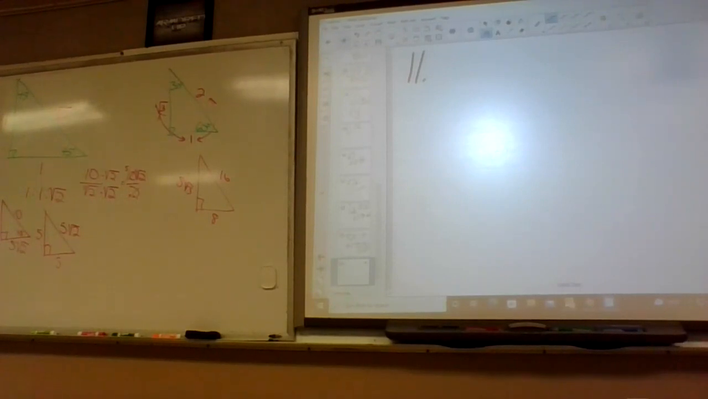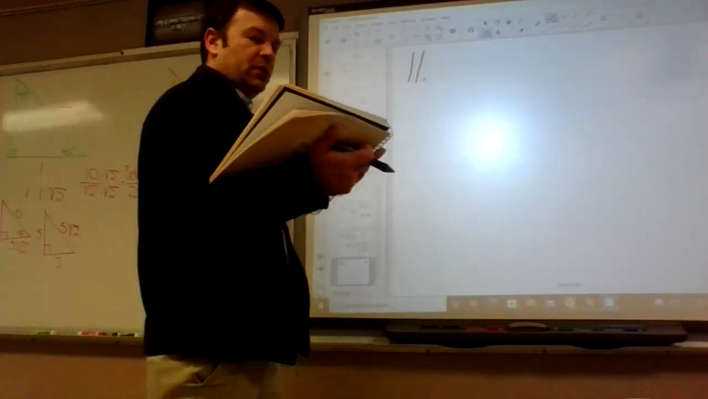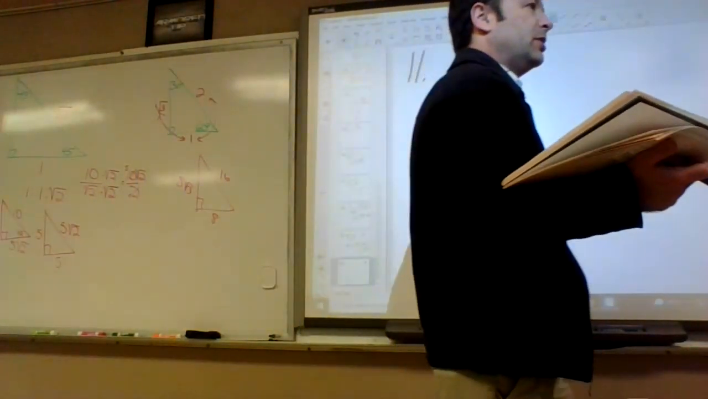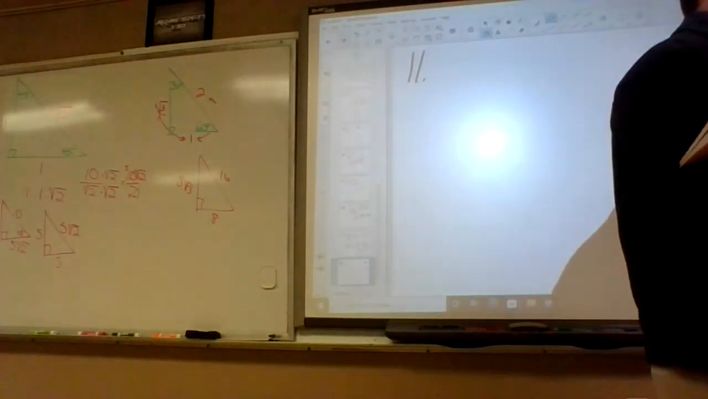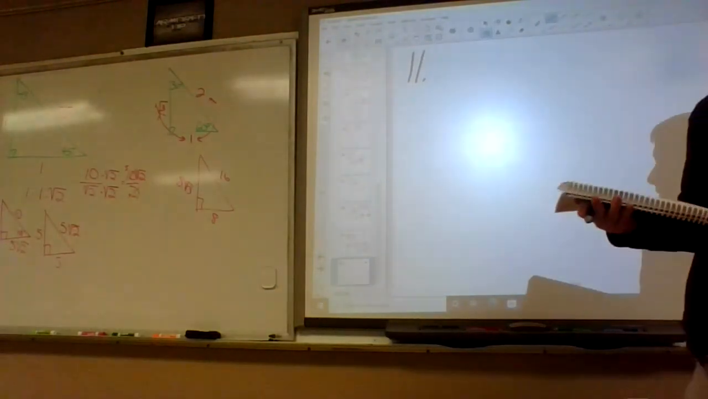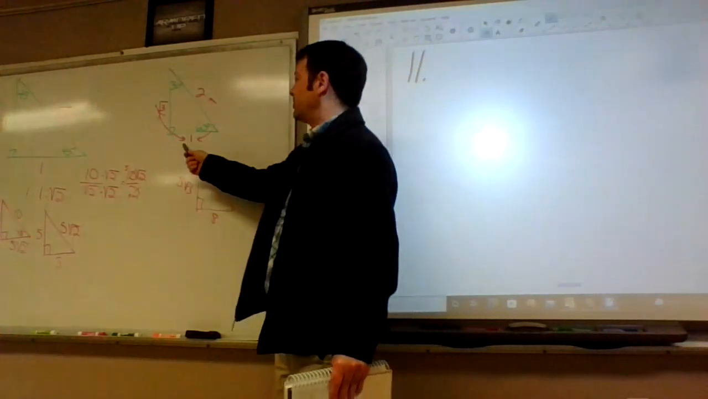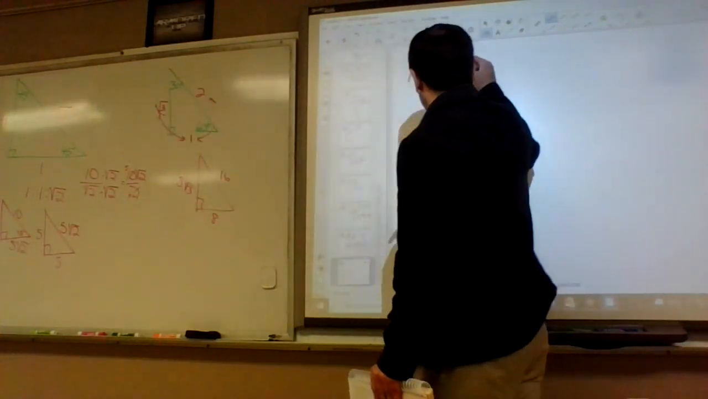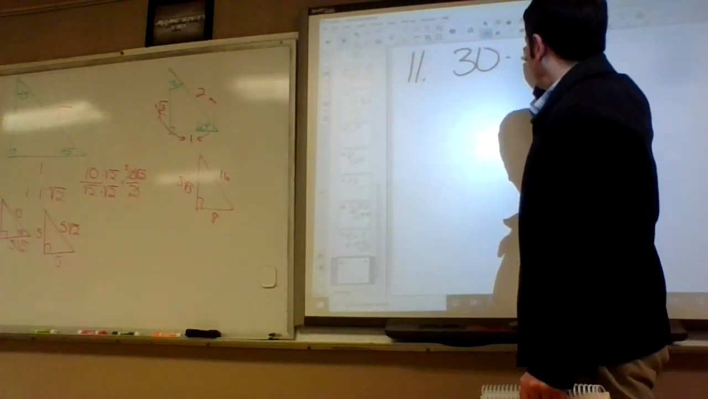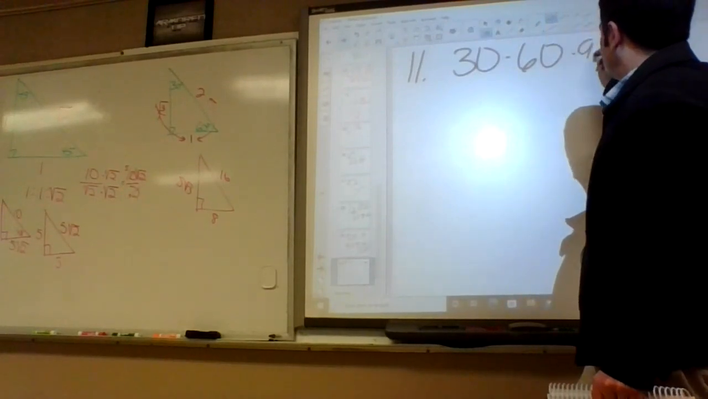Okay, on number 11, determine whether a triangle with the given side lengths is 45, 45, 90, or 30, 60, 90, or neither. Number 11 says the sides of the triangle are 1, square root of 3, and 2. What kind of triangle would that be? 30, 60, 90. That's like my base ratios, right? So yeah, that has to be a 30, 60, 90.